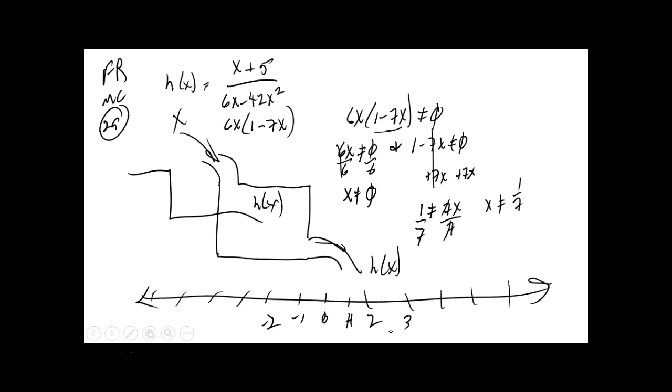Okay. And what did we just say? X cannot equal 0, so we're going to put a hole there. It can't equal 0, and it can't equal 1/7. Okay, I'm going to put it right there. I don't have room to put it any closer.